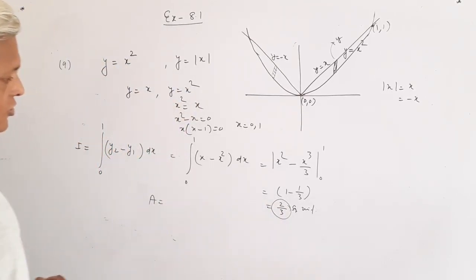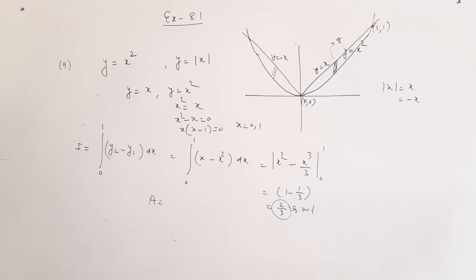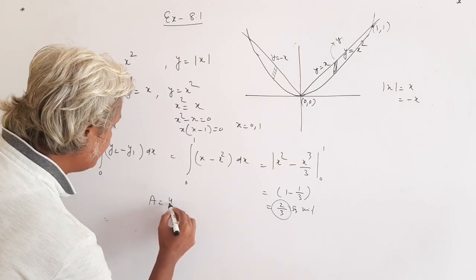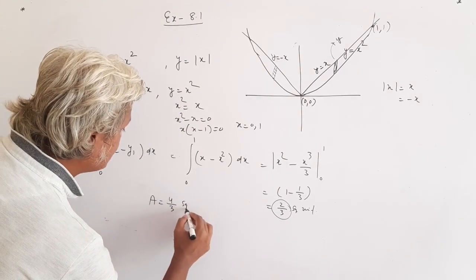So 3 minus 2 over 6 is 1 by 6, and 2 into 1 by 6 gives 1 by 3 square unit.